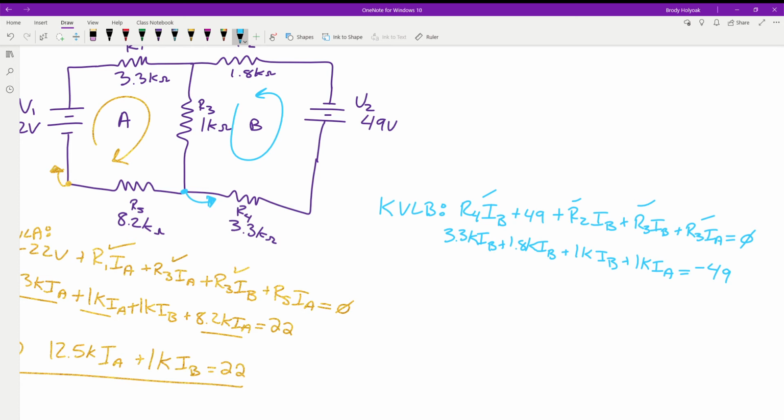I'm going to add everything together, that's IBs. Add everything together, that's IAs. I've already moved the non-variable parts over. And I'm going to put this in order. So I'm going to do 3 steps at once. So we end up with 1K IA plus 6.1K IB. And that's going to equal negative 49. And that is our second equation. I'll give you guys a chance to get that written down and copied.